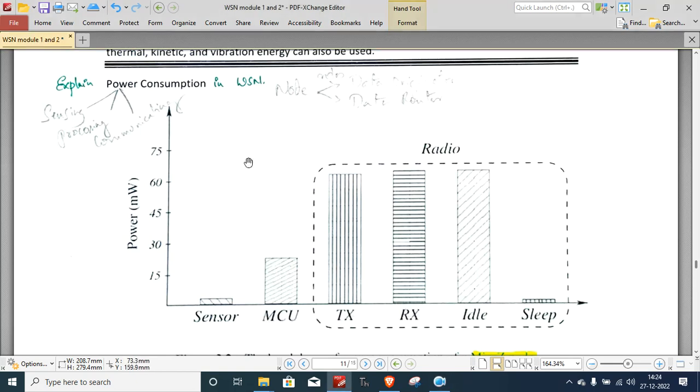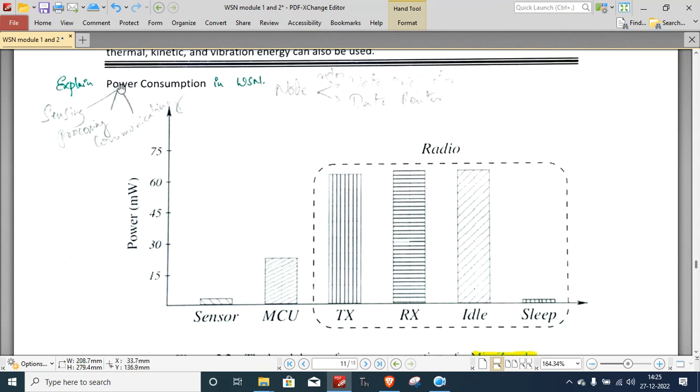Hello everyone, I welcome you to this tutorial wherein we'll be discussing power consumption in a wireless sensor node or network. So basically, these sensor nodes perform two different roles. One is they act like a data router, and the other thing is they also act like a data aggregator. So these are the two roles that a node performs. First is data originator, the other one is data router.